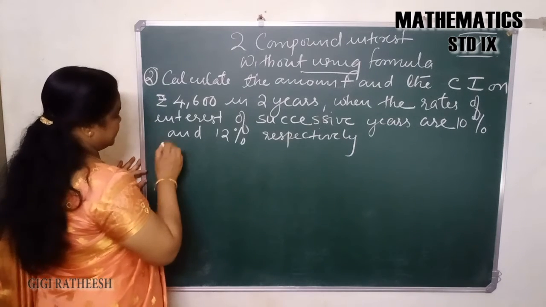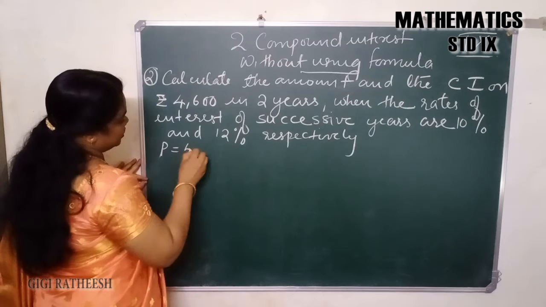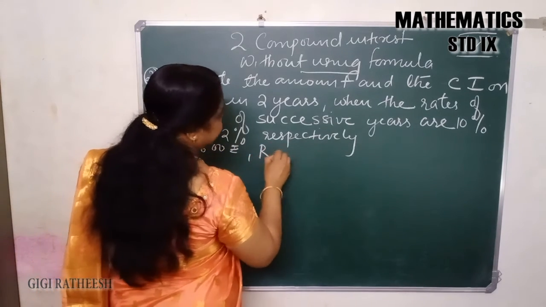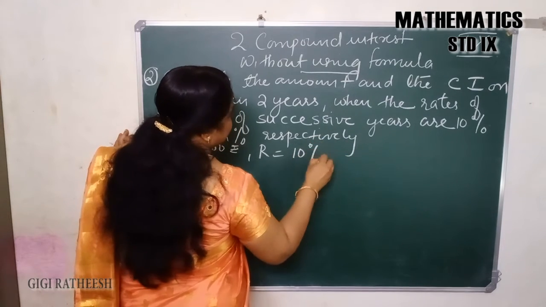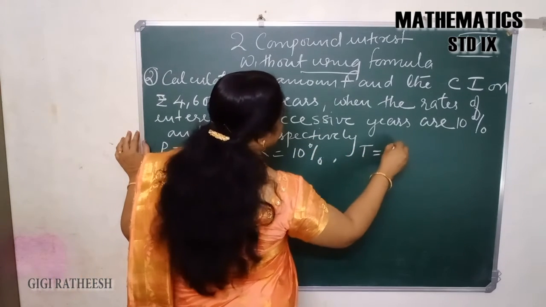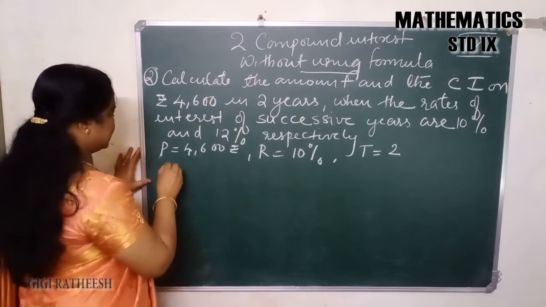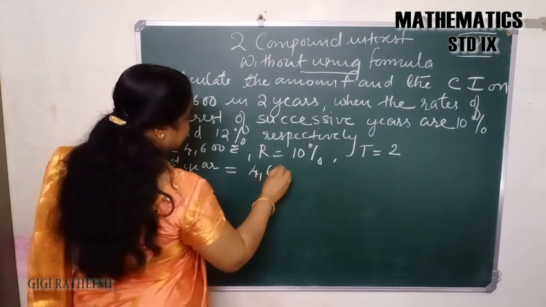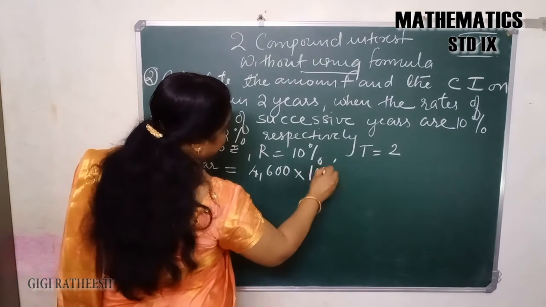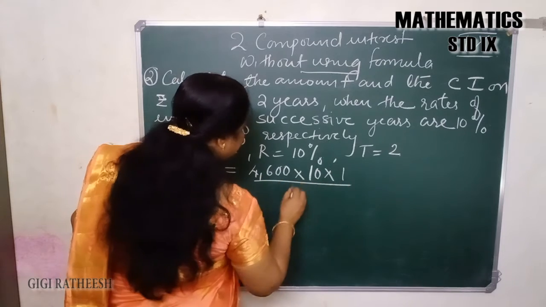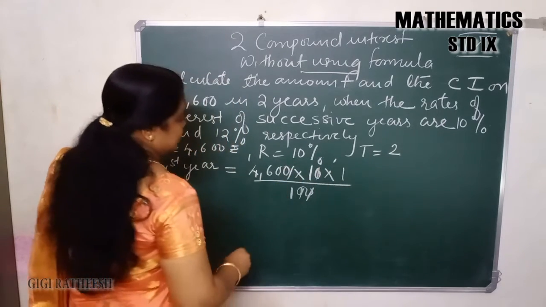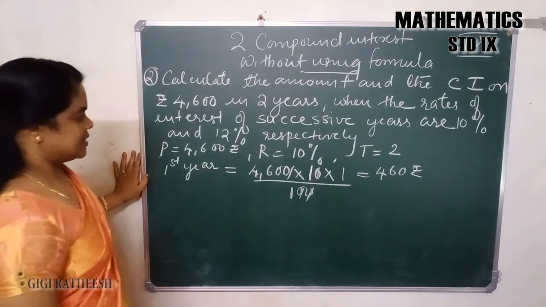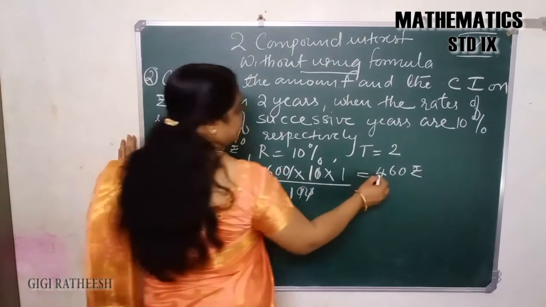First, for the first year, P is equal to 4600 rupees, and R is equal to 10%, and T is equal to 1 year. The interest for the first year is equal to 4600 into 10 into 1 by 100. That is equal to 460 rupees, the interest after first year.